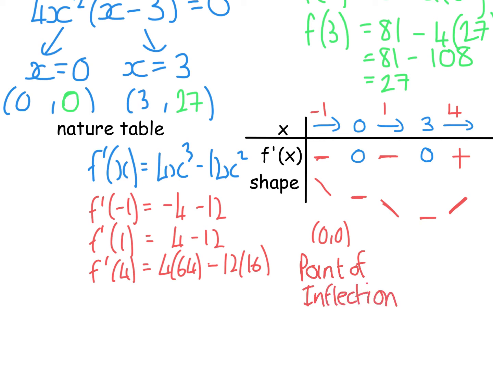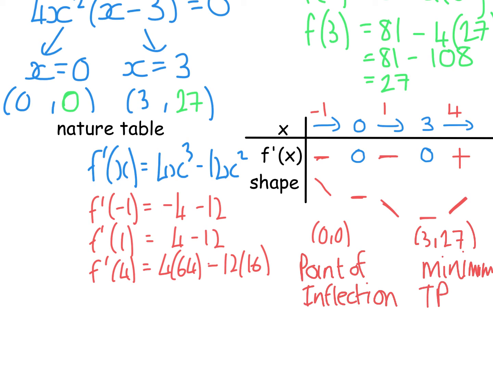And then this other turning point at 3 was your 3, 27. And that's clearly got this kind of curved shape here, doesn't it? So we should know already that that is a minimum turning point. And I can't quite fit in minimum. And that would be a minimum turning point.